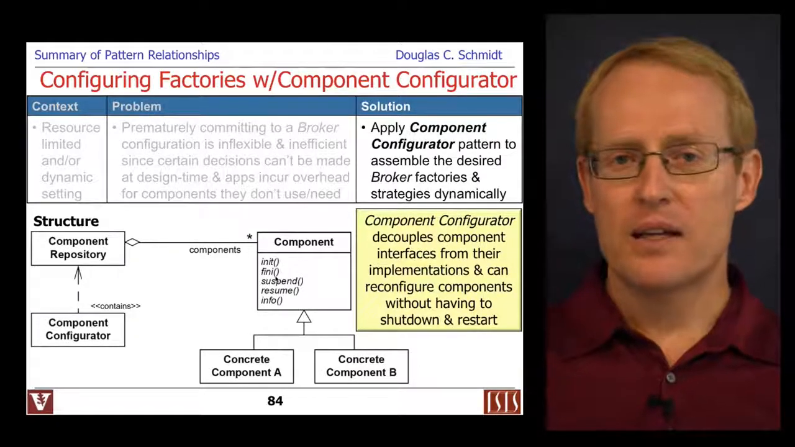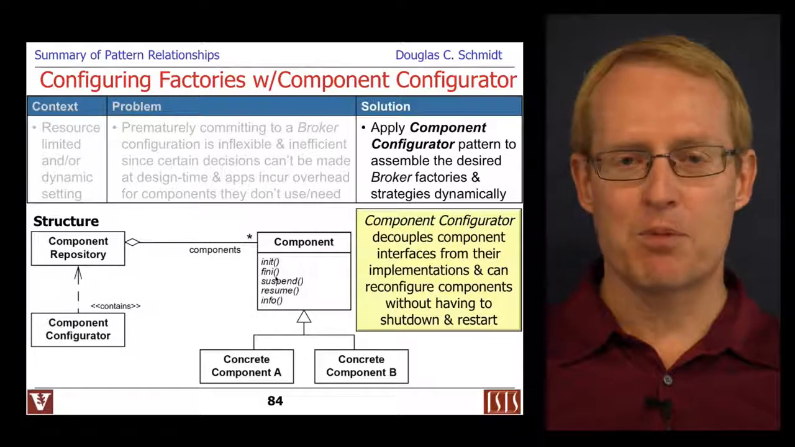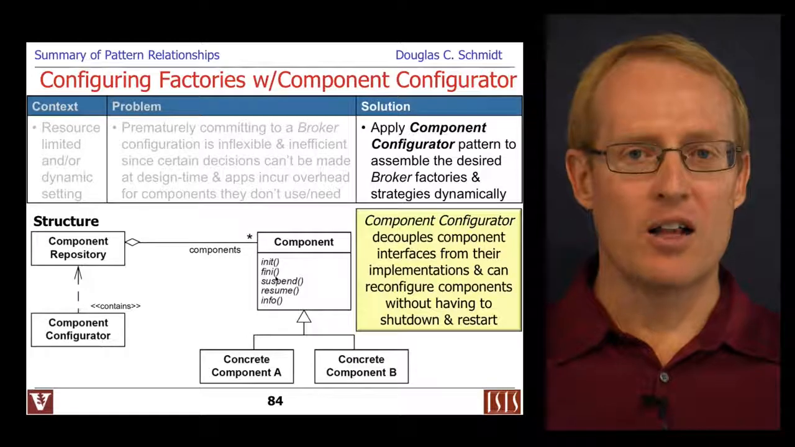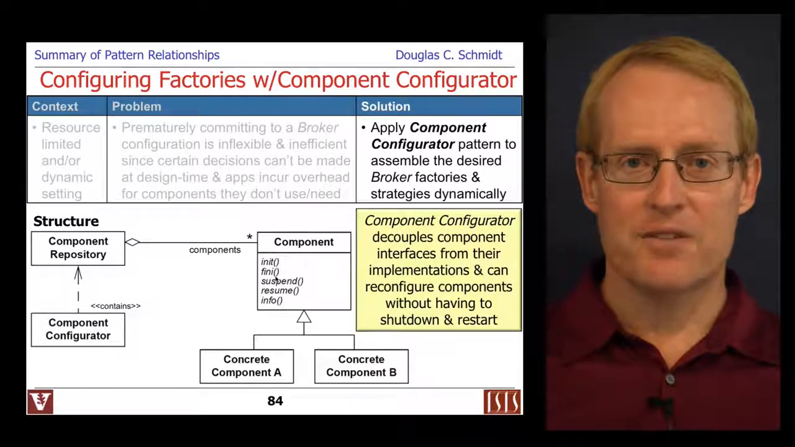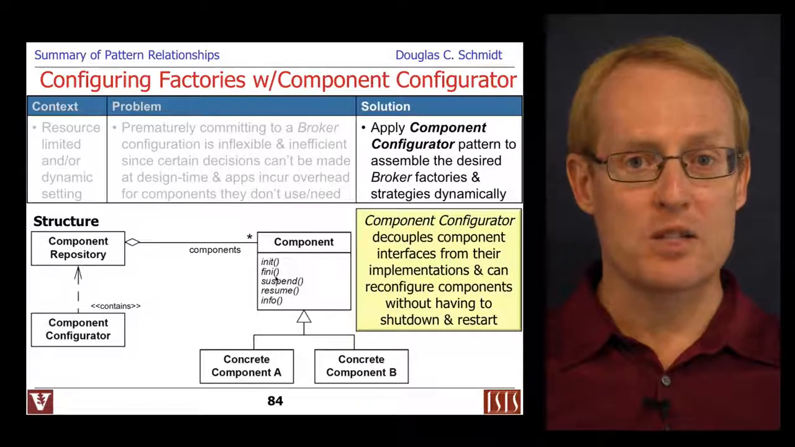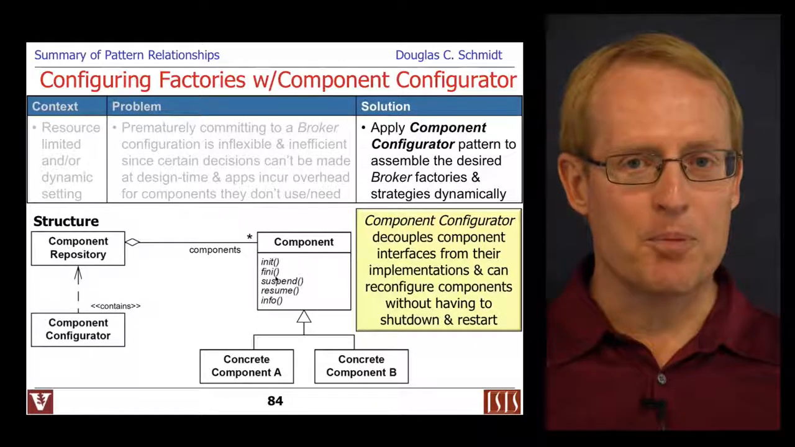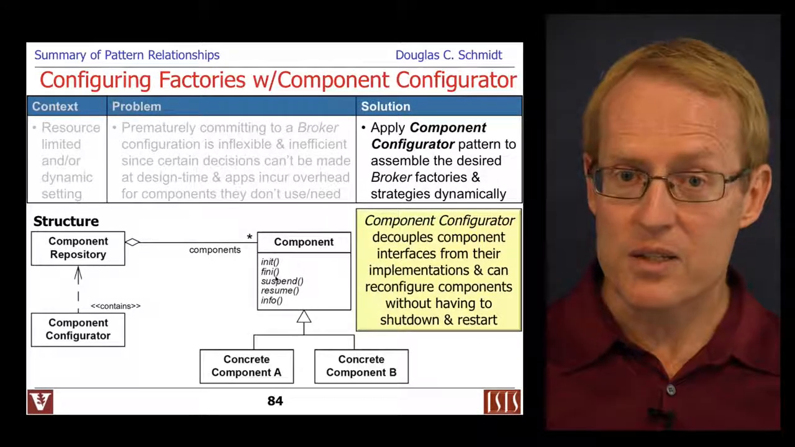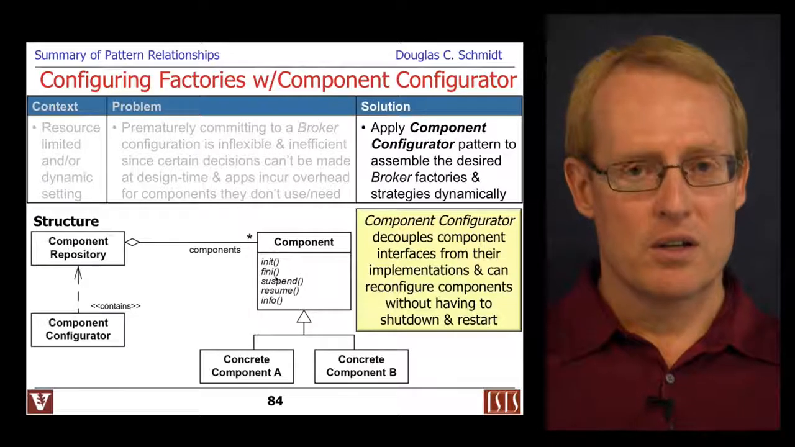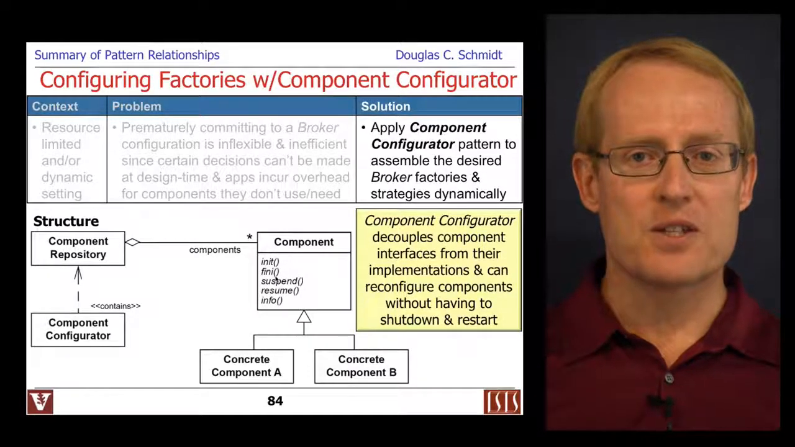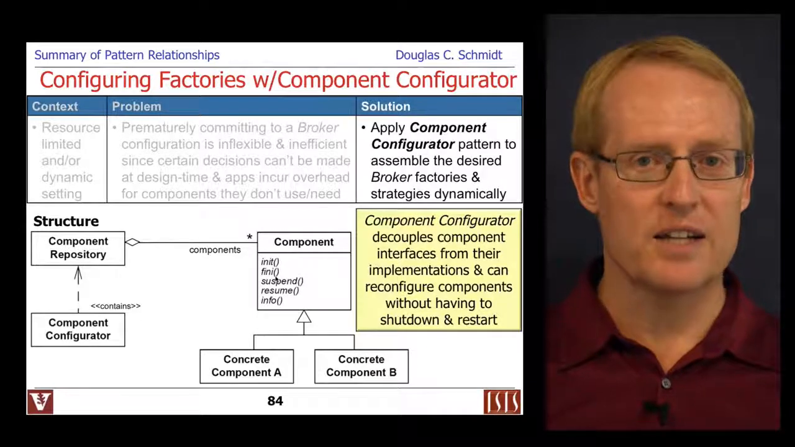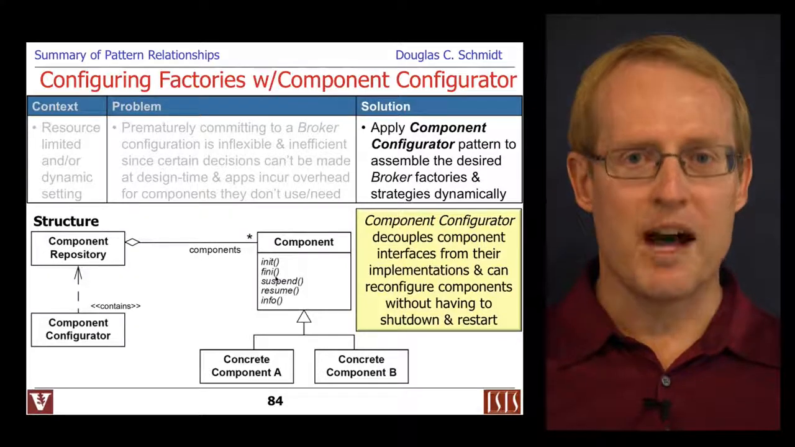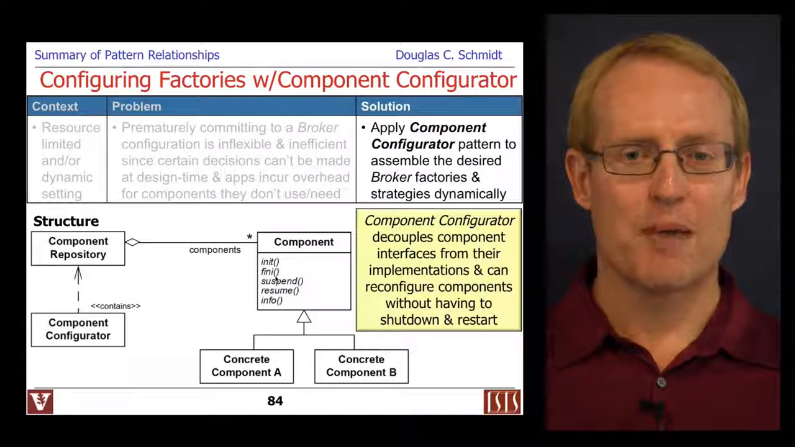Now, what Component Configurator basically does is it provides a configuration or reconfiguration interface that all reconfigurable objects or components have to inherit from or somehow otherwise be associated with. And by decoupling the component interface, which has these common hook methods, from the component implementations, it's possible to configure or reconfigure the state of the software system very late in the design cycle. In fact, you can even do it without having to stop, recompile, relink, and restart running applications.